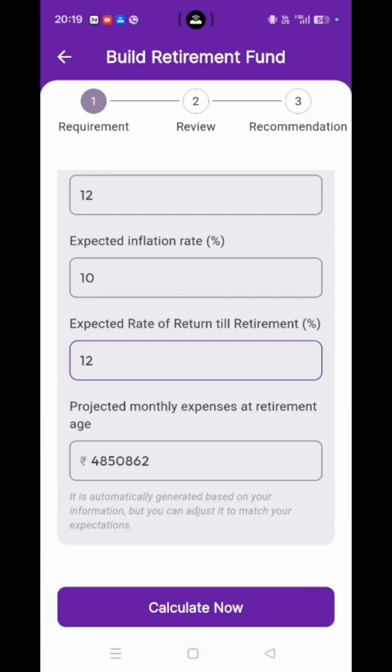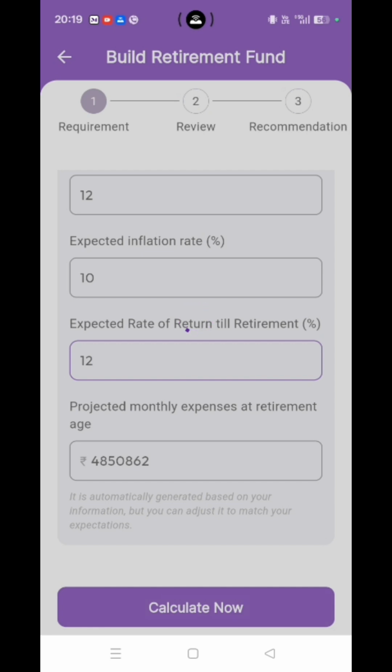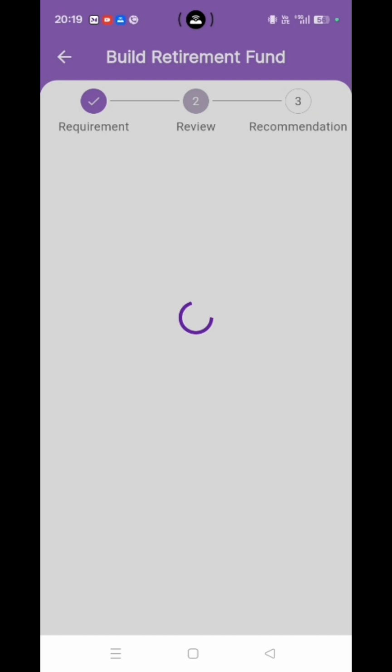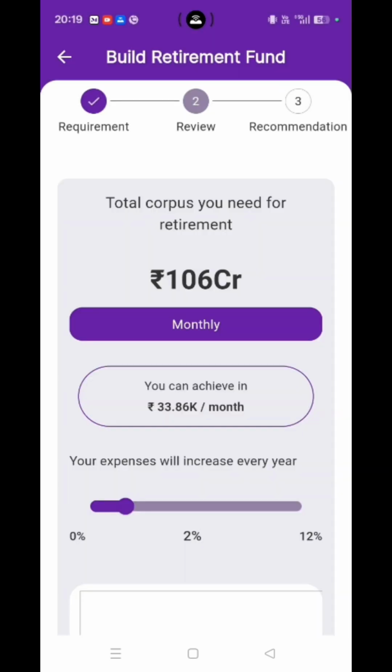It auto calculates the projected monthly expenses at retirement and shows us the total corpus that we need at retirement along with the monthly amount to be invested and the recommended funds. We can also choose how much percentage our expenses will increase by every year, and it auto adjusts the retirement corpus according to this.